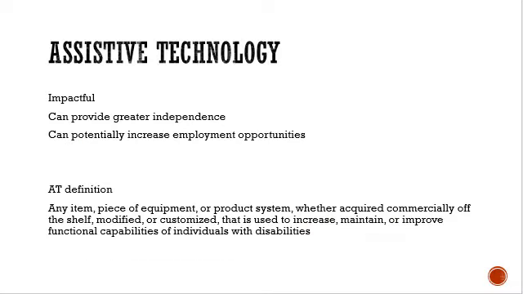So, it has a profound impact on everyday life and employment opportunities for individuals with disabilities, provides them greater independence, and enables them to perform activities that weren't possible in the past. Assistive technology is defined in the Technology Related Assistance of Individuals with Disabilities Act in 1988 as any item, piece of equipment, or product system, whether acquired commercially, off the shelf, modified, or customized, that is used to increase, maintain, or improve functional capabilities of individuals with disabilities.